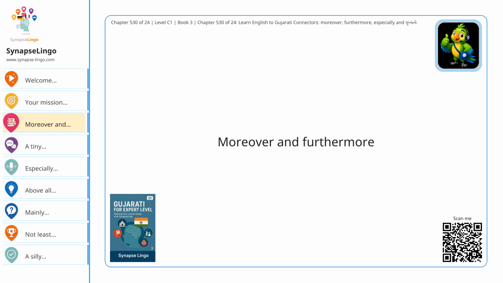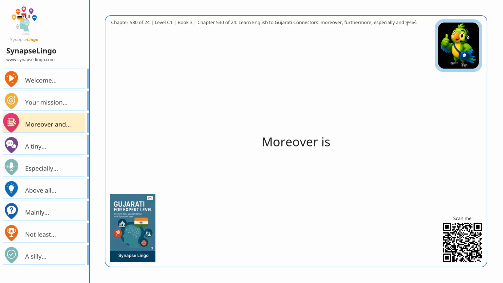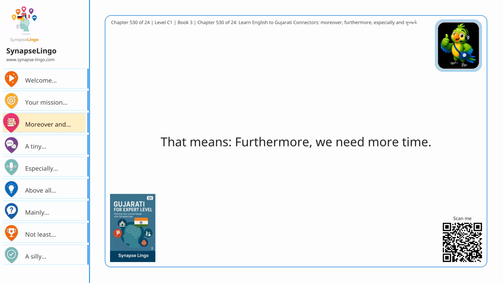Moreover and furthermore. Let us start with the elegant cousins of also. These words walk into the room wearing blazers. Moreover is ઉપરાંત. Example: ઉપરાંત, યોજના સસ્તી છે. That means, moreover, the plan is affordable. Furthermore is વધુમાં. Example: વધુમાં, અમને વધુ સમય જોઈએ. That means, furthermore, we need more time.